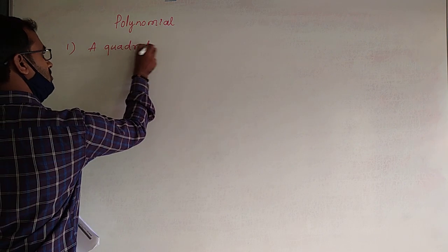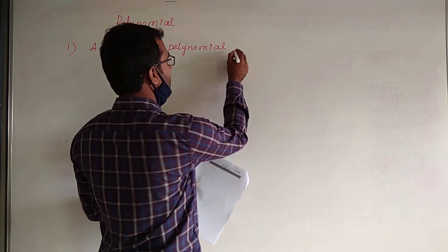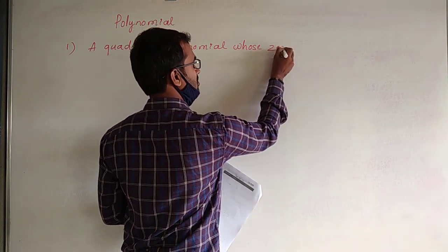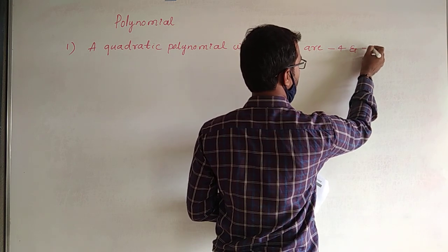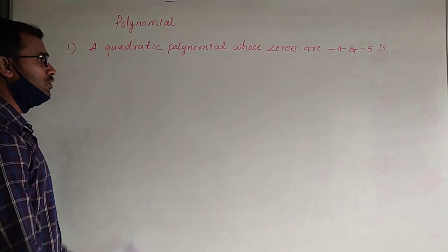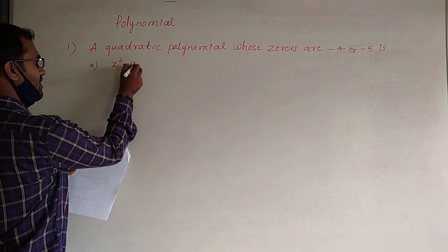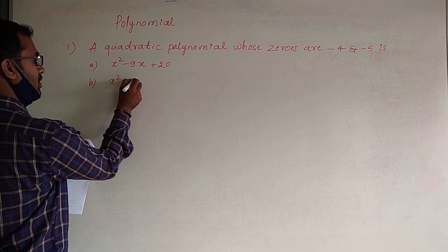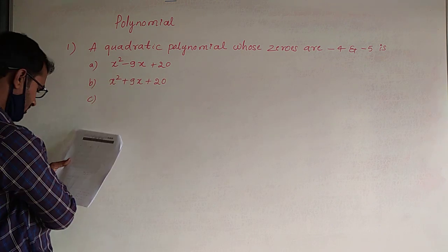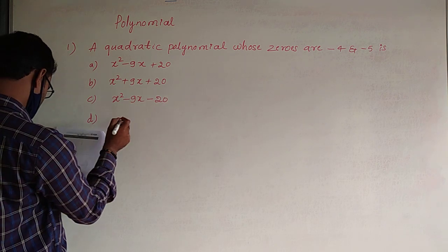A quadratic polynomial whose zeros are -4 and -5 is: option A, x square minus 9x plus 20; option B, x square plus 9x plus 20; option C, x square minus 9x minus 20; option D, none of these.